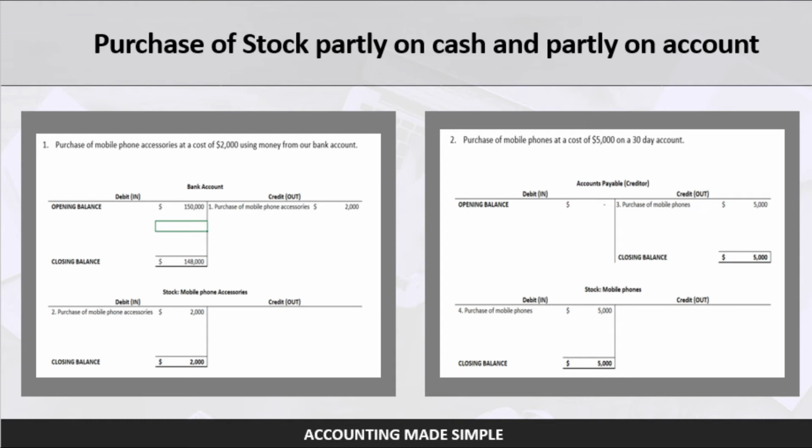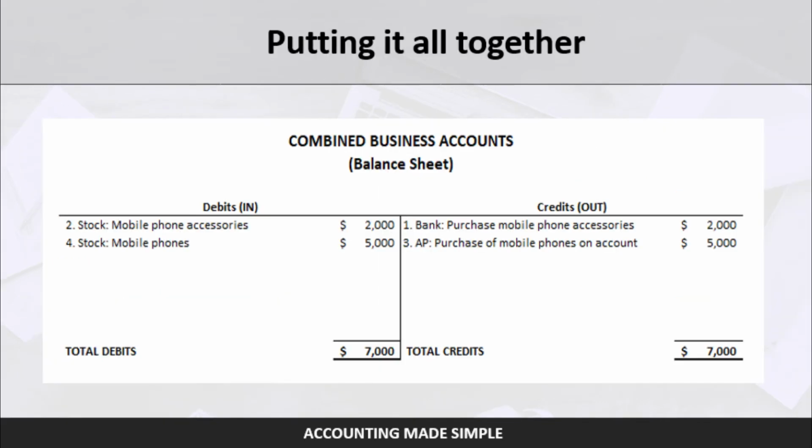Next, we'll purchase the mobile phones at a cost of $5,000 on a 30-day account. Number 1, you can see the purchase of the mobile phones for $5,000 on the credit, or the outside, of the money account, the creditor. And you can see the purchase of mobile phones for $5,000 coming in, so it's a debit to inventory mobile phones. The combined business accounts, or the balance sheet, would look like this.